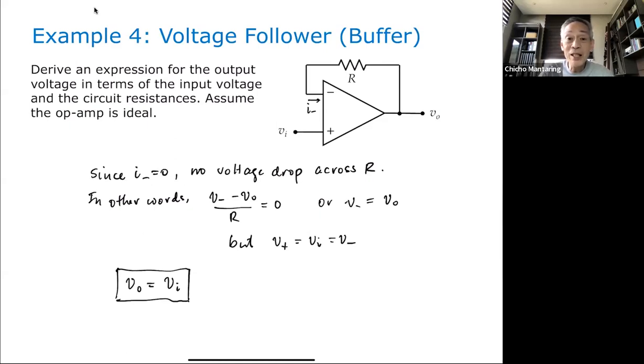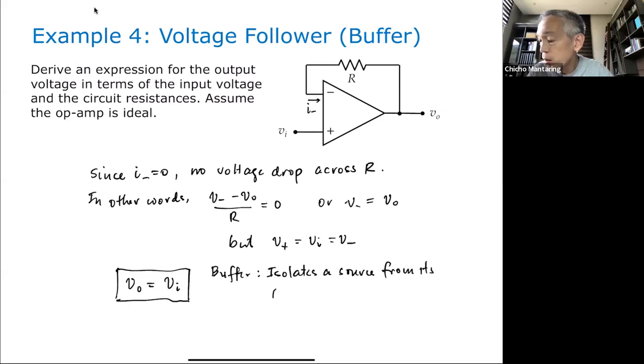And a buffer is a very important circuit. Siguro iniisip nyo, no? What good is a circuit whose gain is equal to 1? Well, the advantage of having a buffer is it isolates a source from a load. No? The point of the buffer, it isolates a source from its load, no? From its load.